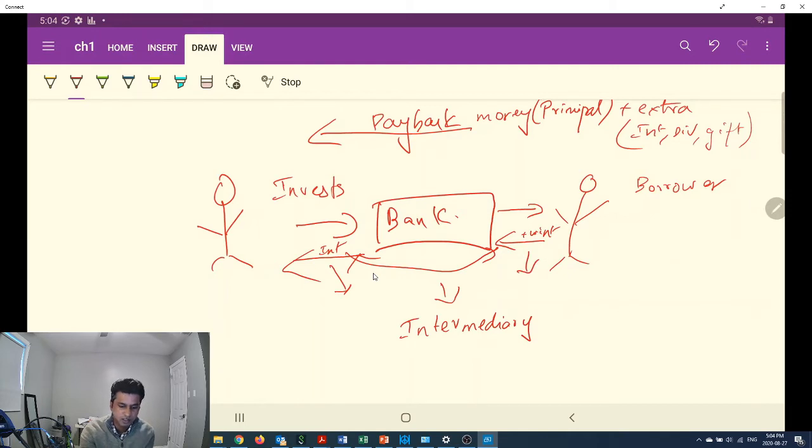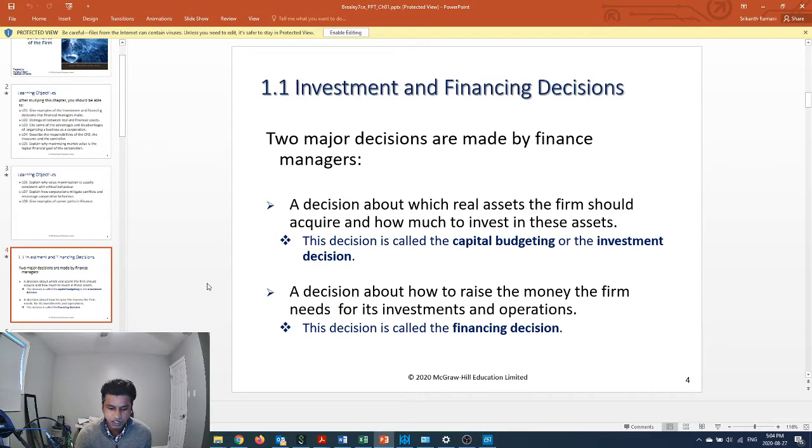So when we get to a firm, here we were just talking about a few individuals. When you think about a firm, the same thing can apply. A firm needs to invest in a bunch of assets.